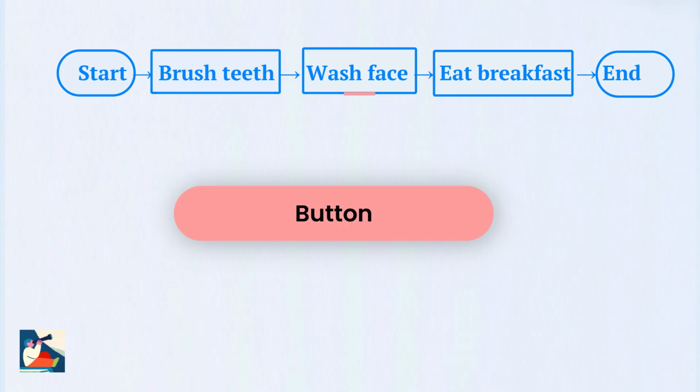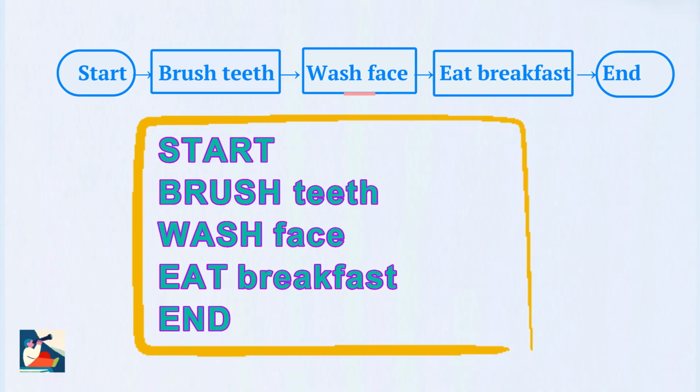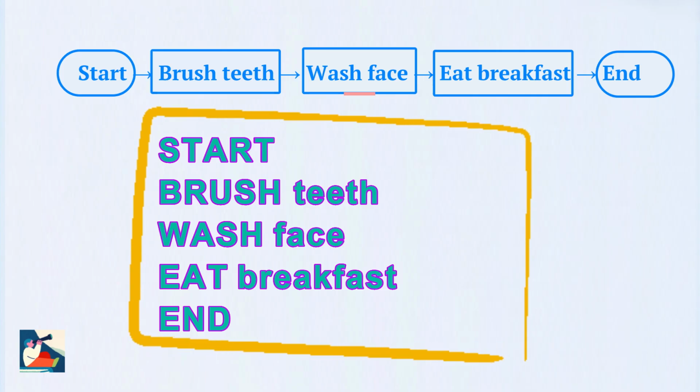Let us convert this flowchart to pseudocode. All we have to do is click on this button, and it is converted to the expected pseudocode. And here we go. We got our pseudocode for this example. Start. Brush teeth. Wash face. Eat breakfast. End. So in simple terms, it's the same steps as the flowchart, but written like instructions.